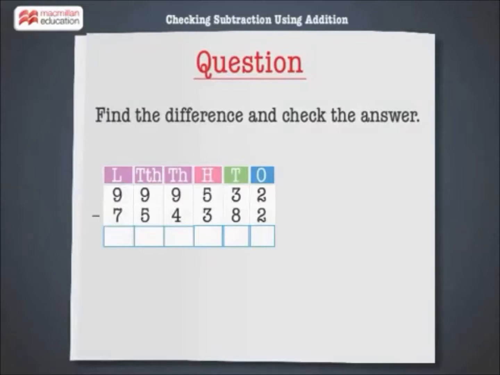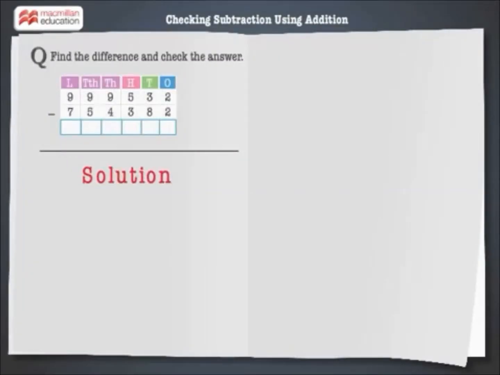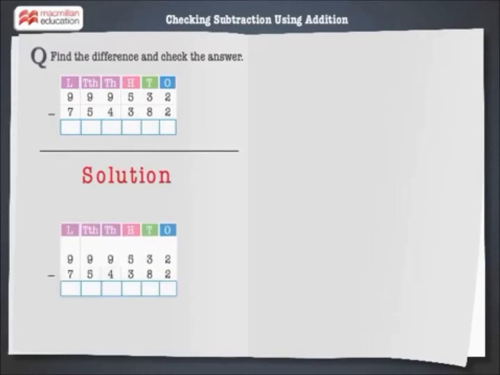Find the difference and check the answer. 9,99,532 minus 7,54,382. Let's solve the first problem. Subtract the ones first. 2 minus 2 is equal to 0. Next, subtract the tens. We cannot subtract 8 from 3. Therefore, borrow from the hundreds column and regroup.